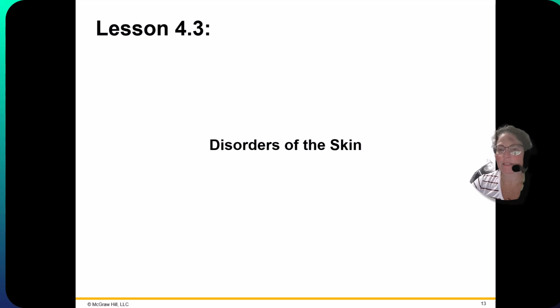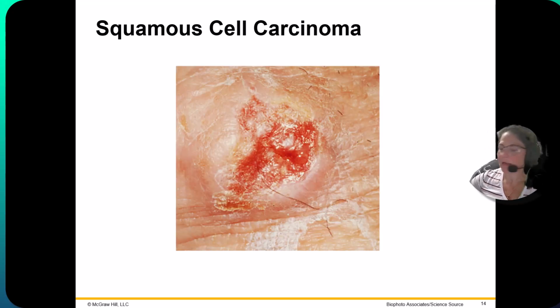All right, disorders of the skin. The first area that we talk about is going to be skin cancer. So this is just a form of skin cancer called squamous cell carcinoma. If you break down the term carcinoma, oma is your suffix, and carcin is going to be your root word. So oma means mass or tumor, and carcin means cancer. So it's a mass or tumor of cancerous origin.